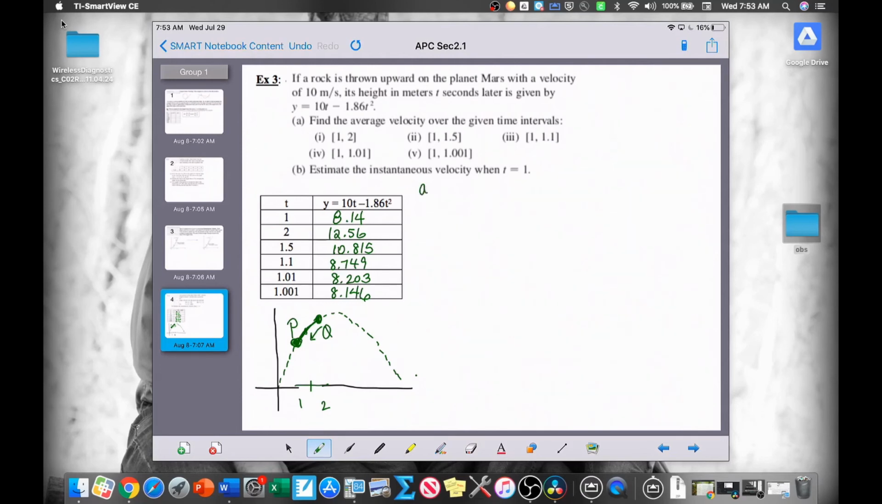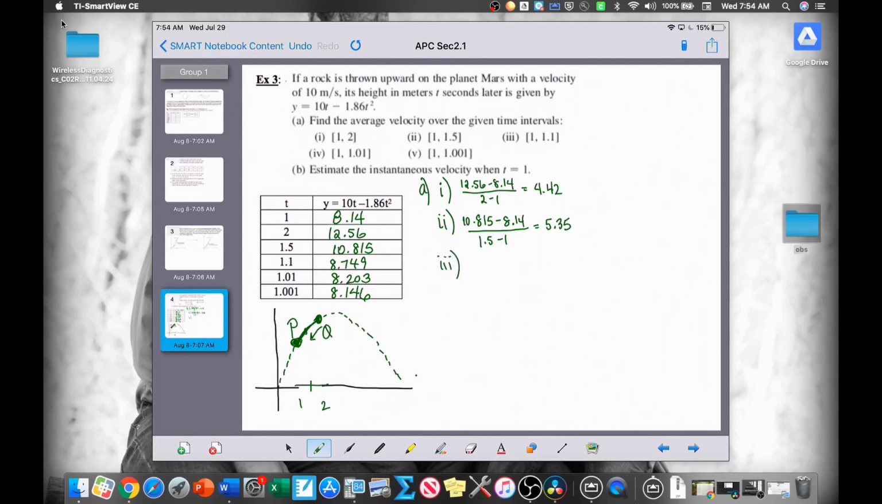So for part A, they're asking us to find a whole bunch of slopes. The first one is the slope between t equals 1 and t equals 2. So basically finding the slope between the first 2 points in our table, which is just going to be 12.56 minus 8.14 divided by 2 minus 1. You grab your calculator, do the math, and you get 4.42. Our second slope is between t equals 1 and t equals 1.5 seconds. So that's going to be 10.815 minus 8.14 divided by 1.5 minus 1, which gives you a slope of 5.35.